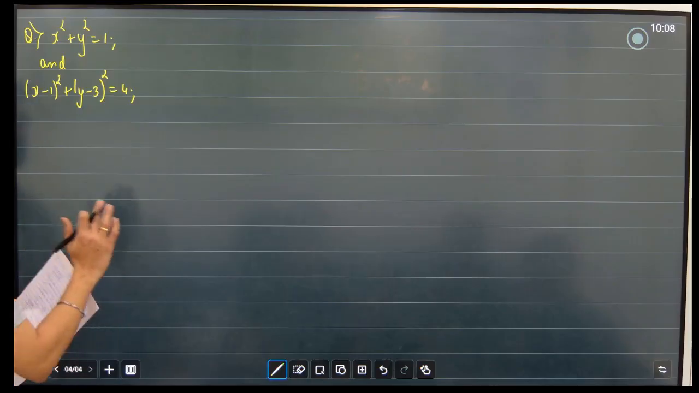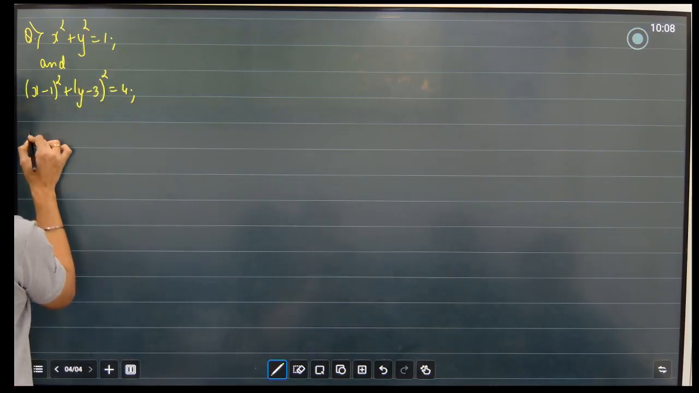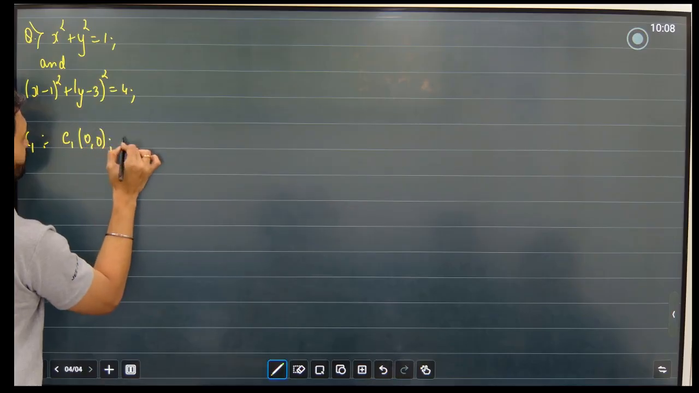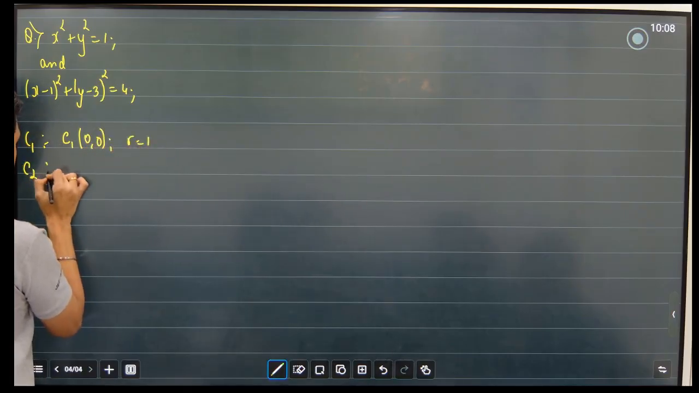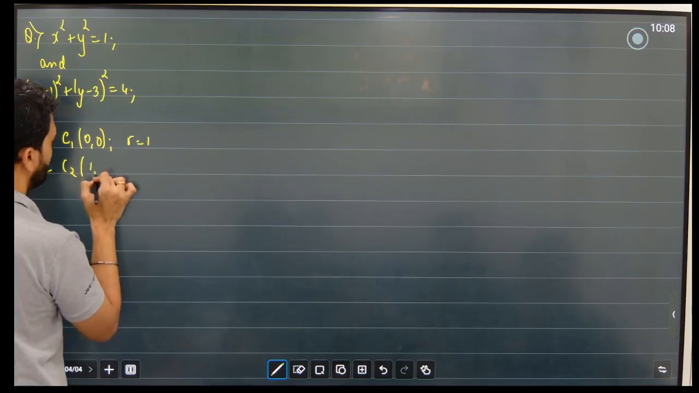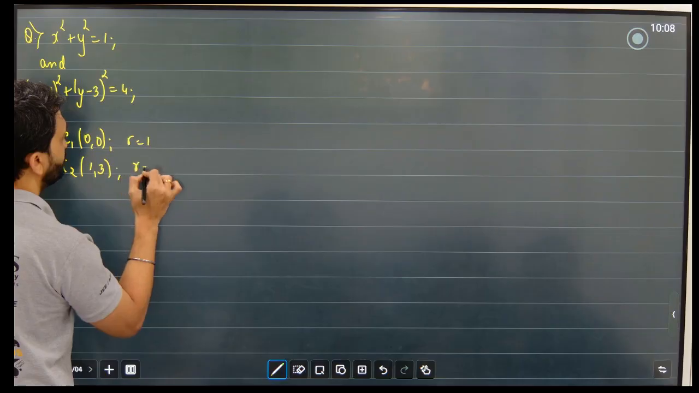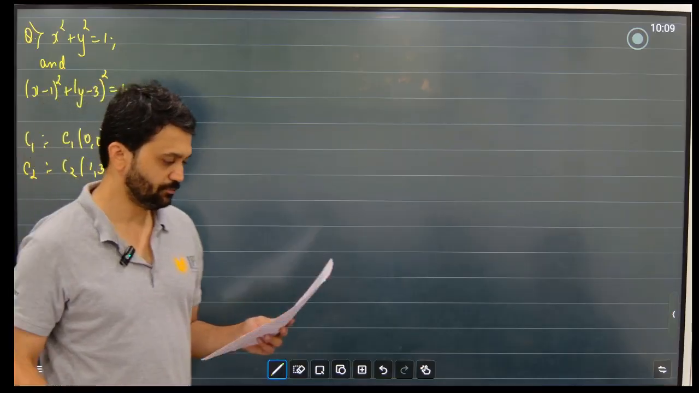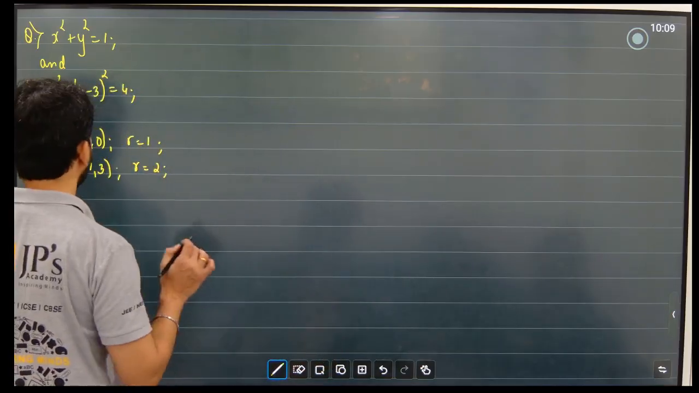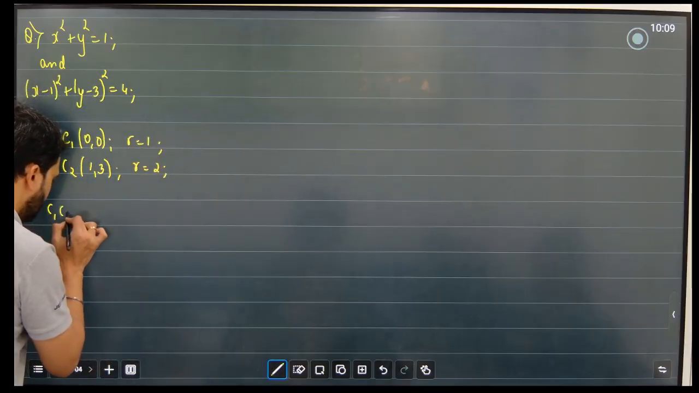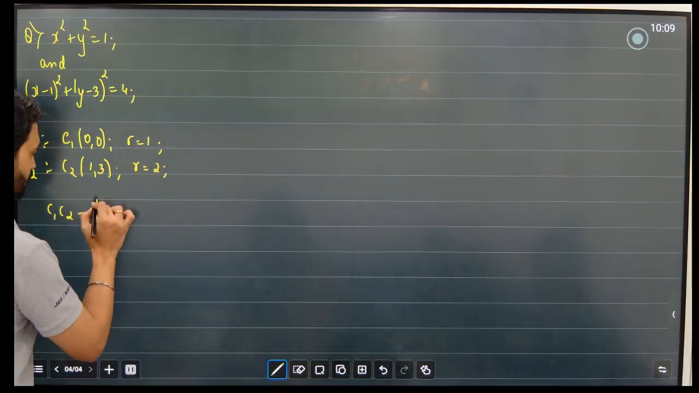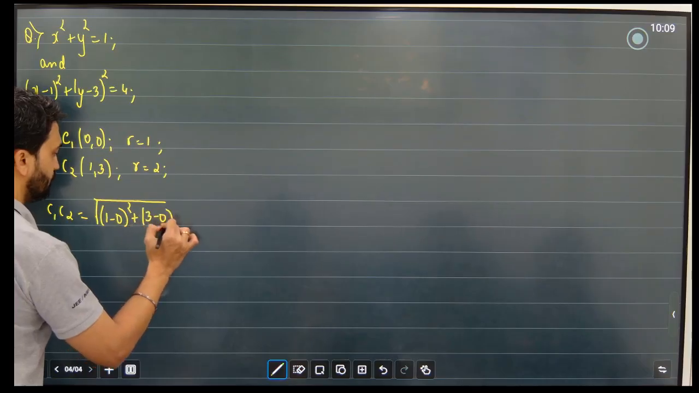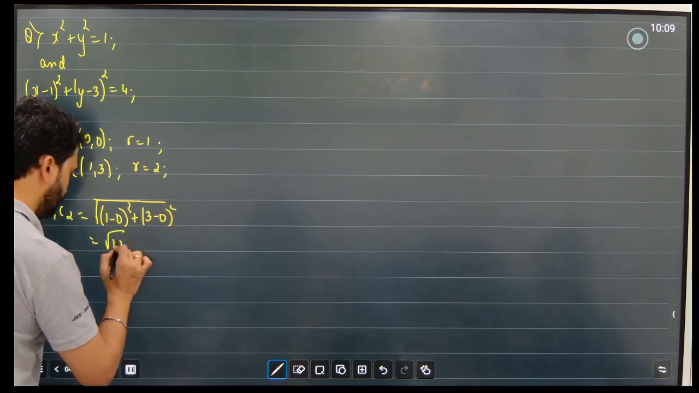Okay. First we'll find how many common tangents we can make. So for circle 1, I have the center as 0, 0 and radius as 1. For circle 2, I have center as 1, 3 and radius as 2. Circle 1 is 0, 0 and circle 2 is this. Now I will find the distance between the centers. C1, C2 will become under root of 1 minus 0 the whole square plus 3 minus 0 the whole square, which is equal to root 10.